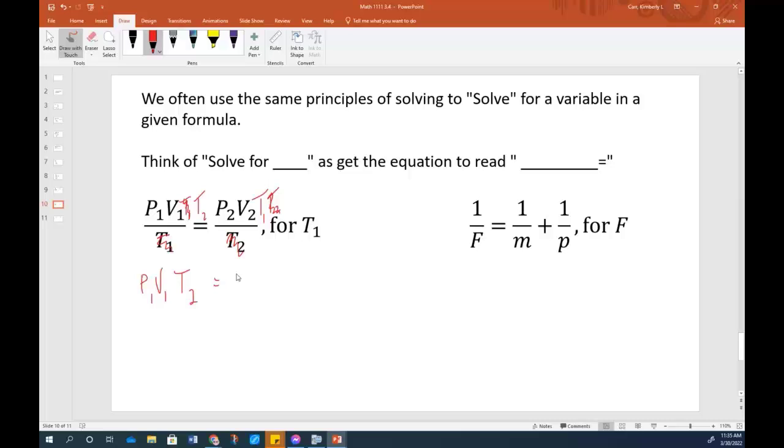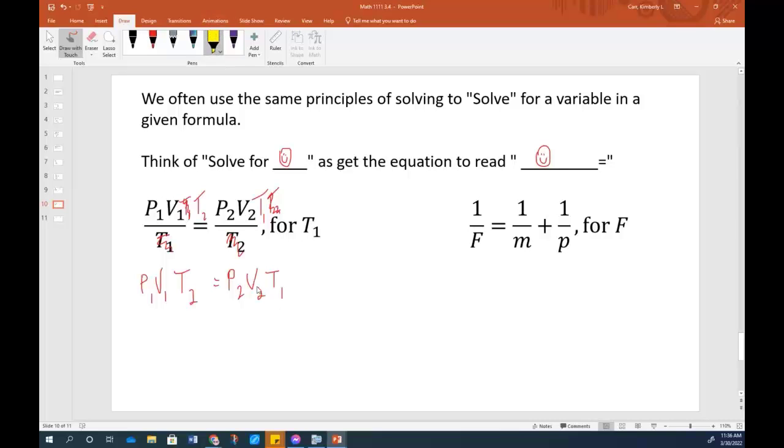Once you get rid of the fractions, to finish this process, what you want to do is isolate whatever variable they told you to solve for. So when it says solve for whatever, that's when you're trying to get that variable by itself. So if it says solve for a smiley face, then you're trying to get your equation to read smiley face equals. So this one says solve for t sub 1. So I want to get t sub 1 equals.